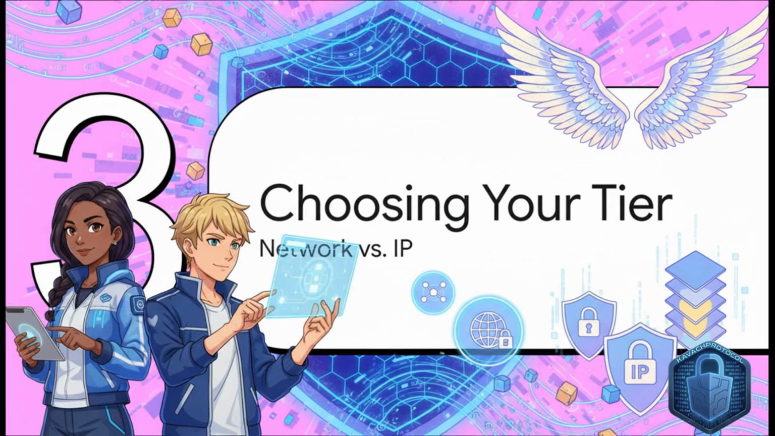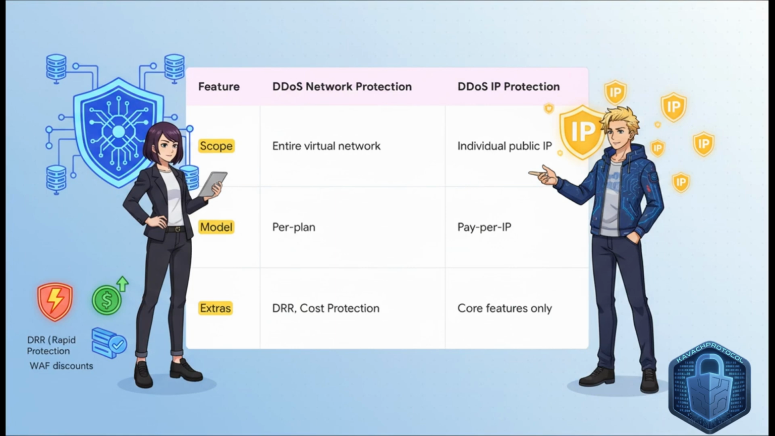So the next logical question is, how do you actually get this for your own apps? Let's break down how you can pick the right tier for what you need. So you basically have two main flavors to choose from. First, there's DDoS Network Protection. Think of this as the big umbrella. It's designed to cover an entire virtual network. It's a single plan, and it comes with some really valuable extras, like access to the rapid response team, that cost protection we'll talk about, and even discounts on your WAF.